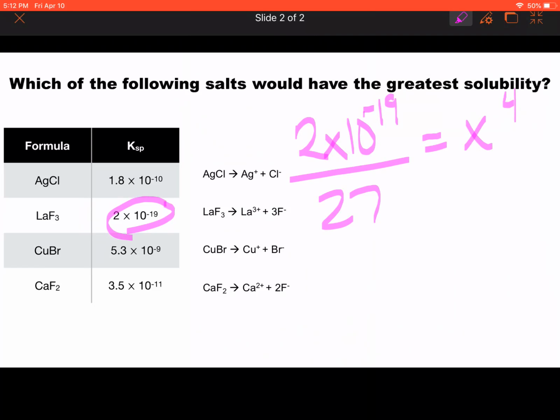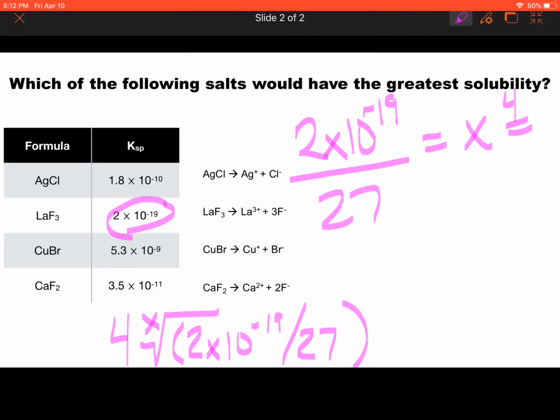Now, if you're like me, I rarely use this on my calculator, so I had to figure it out. So what I did was, you put 4 first in your calculator, put the number 4, then you hit that button that looks like this if you have a calculator like mine. And then in parentheses you do 2 times 10 to the negative 19 divided by 27. Make sure it's in parentheses, close parentheses. And your answer should be 9.3 times 10 to the negative 6, if you did it correctly.